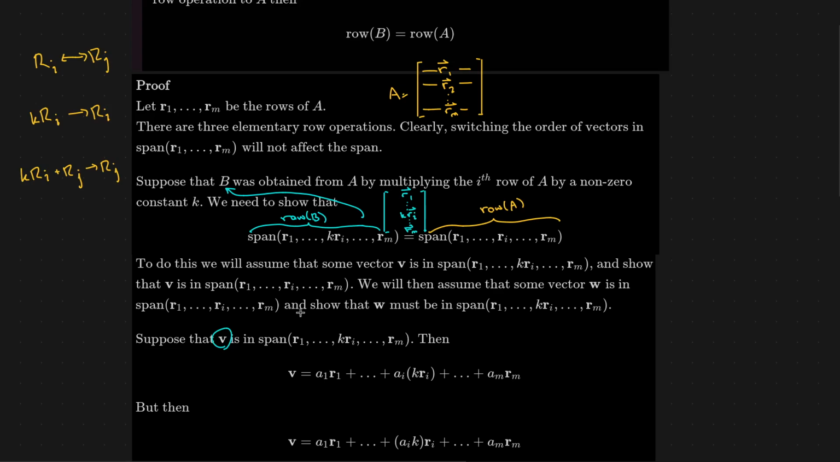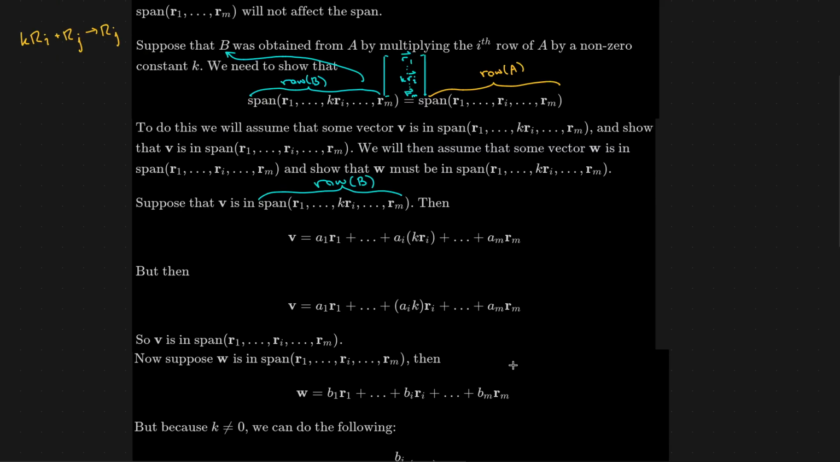So let's start with the first direction. Let's say V is in this span of vectors, and remember this is going to be the row space of B because it's after the row operation has happened. Because V is in the span, we could express V as a linear combination of the vectors. Some constant times R1 plus some constant times R2. And then when we get to Ri, we just use the row after we've done the operation to it. So some constant times K Ri, all the way until we get to some constant times Rm.